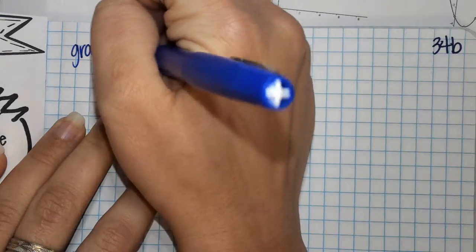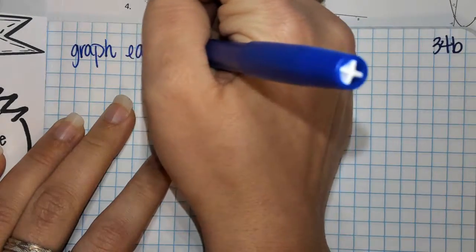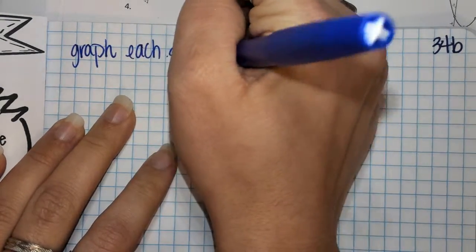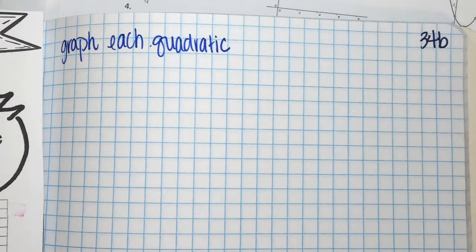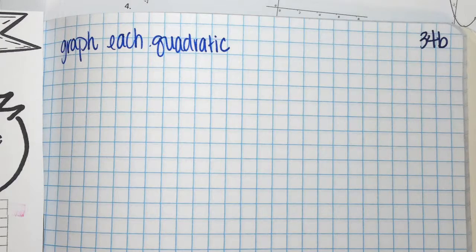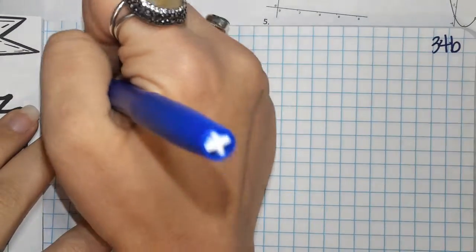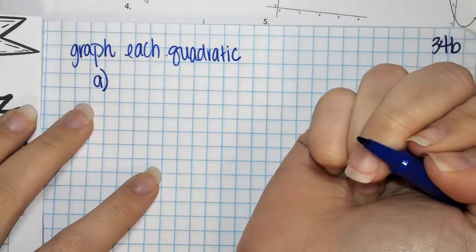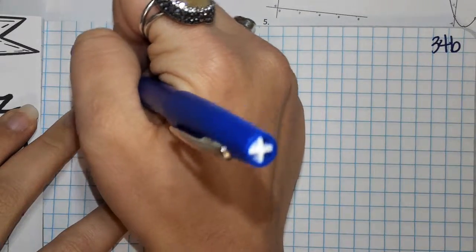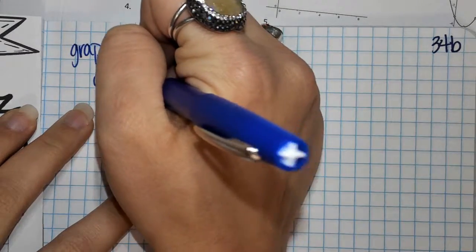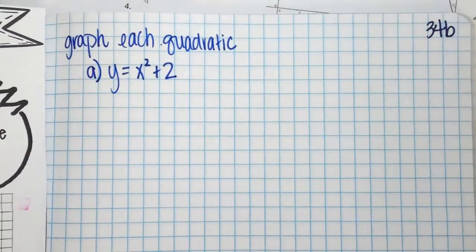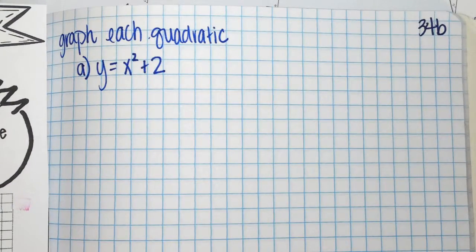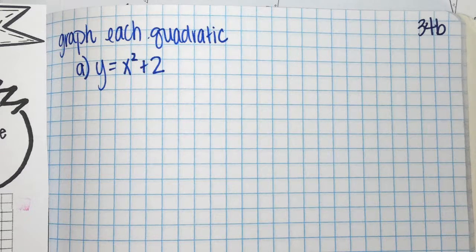All right, graph each quadratic. And then that's it. Thank you, boys. All right, so the first one that we're going to graph is going to say y equals x squared plus 2. Now, what is different about this problem than the ones we did yesterday? Yeah, it has a plus 2. So what do you think is going to happen to this graph?